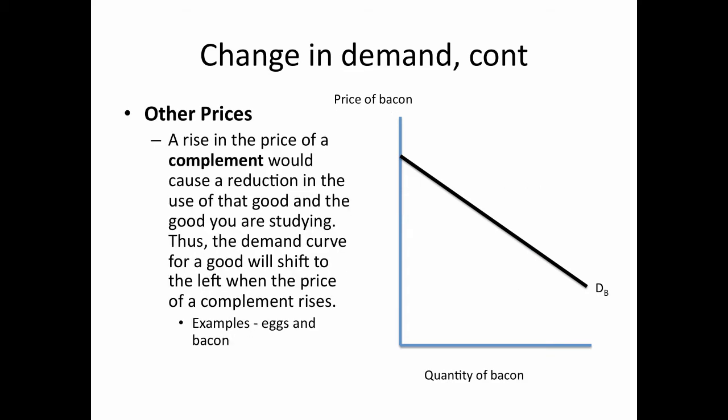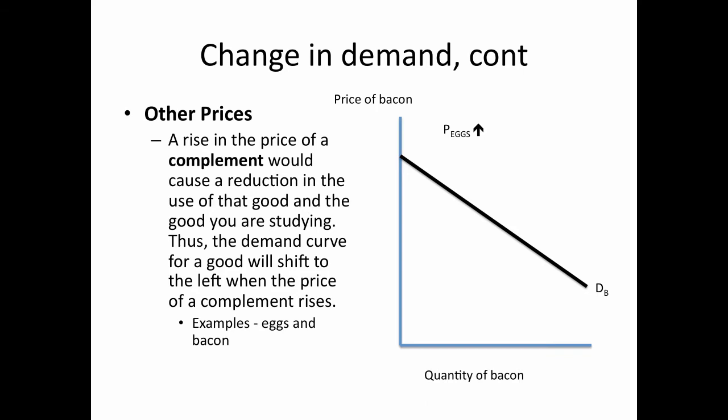It's different if we have complementary goods. In particular, a rise in the price of a complement would cause a reduction in the use of the good that you're interested in and the good that is affected by that price. So the demand curve for a good will shift to the left when the price of a complement good rises. And again, let's think about this in the context of a concrete example, and let's use bacon and eggs. Bacon and eggs are often viewed by individuals as complementary goods. So on the right, I've drawn a diagram where I've got quantity of bacon on the x-axis and price of bacon on the y-axis, and I've drawn a demand curve for bacon.